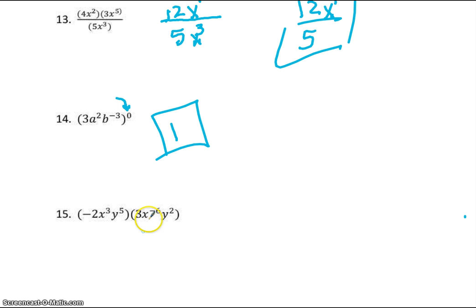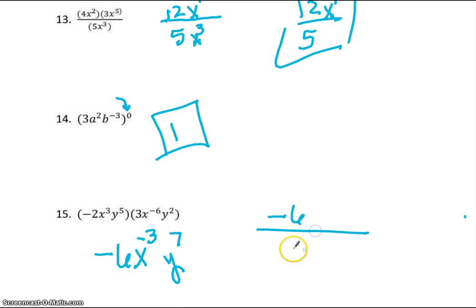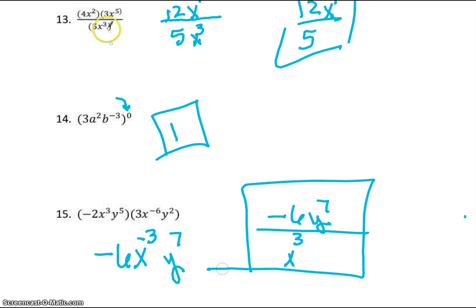15 we're multiplying, so negative 2 times 3 is negative 6. X to the 3 plus a negative 6 is negative 3. Y to the 5 plus 2 is 7. Okay, the negative 6 is legal. It's okay to have a negative coefficient. It's all good. The negative 3 is not legal because it's an exponent. So that's got to go to the bottom and become x to the third on the bottom. Y to the 7th is okay where it is. So this is your answer.